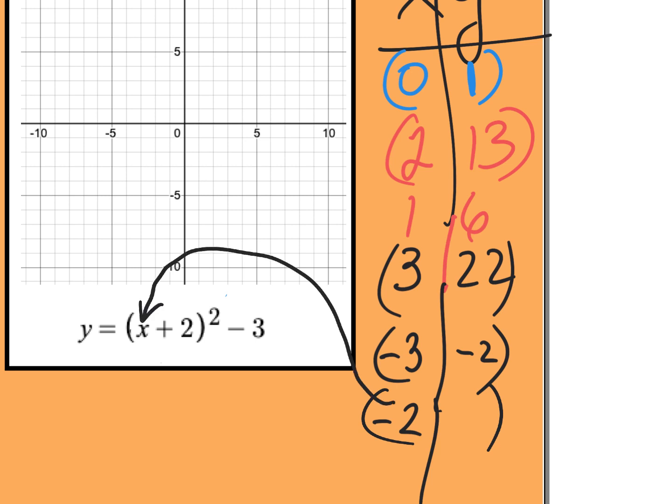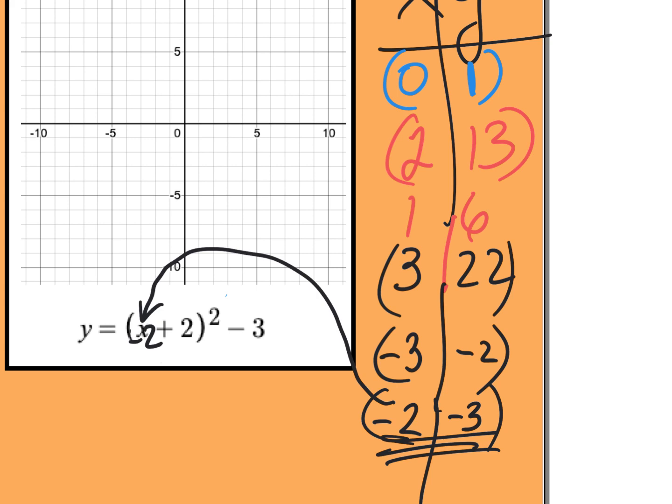What's -2 plus 2? 0. Yep. What's 0 squared? 0. What's 0 minus 3? -3. That's how we do it. Nice job. Came through at the end.